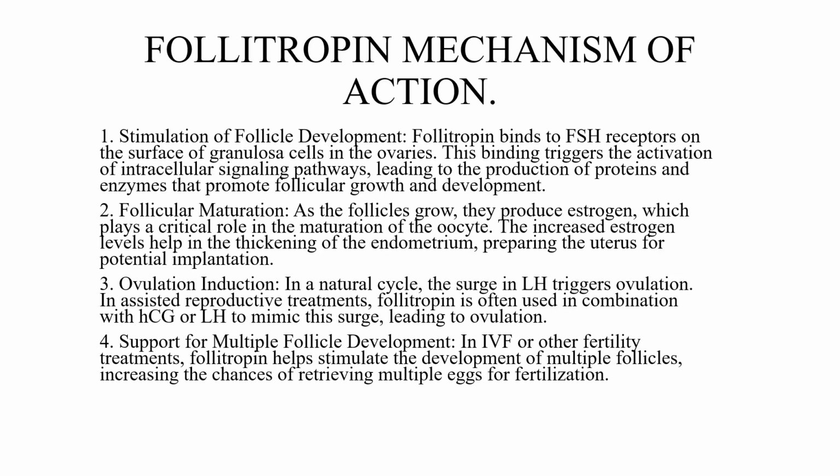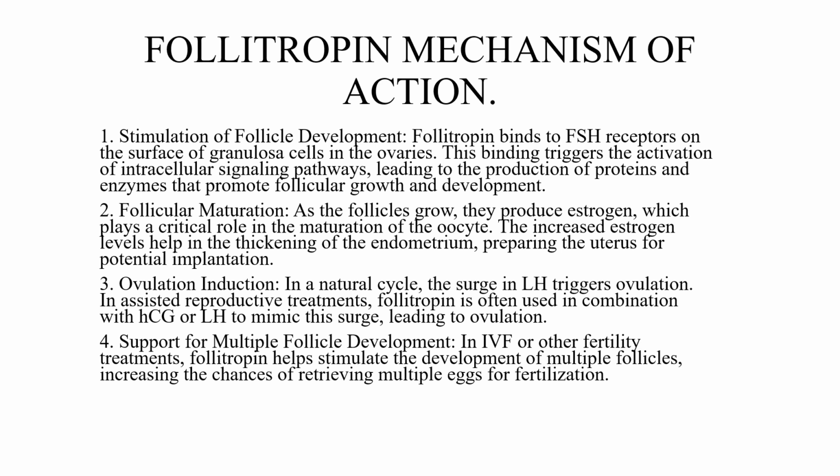Follitropin is a recombinant form of FSH which is produced in the laboratory. It mimics the natural FSH hormone produced by the pituitary gland. Follitropin binds to FSH receptors on the surface of granulosa cells in the ovaries. This binding triggers the activation of intracellular signaling pathways, leading to the production of proteins and enzymes that promote follicular growth and development.